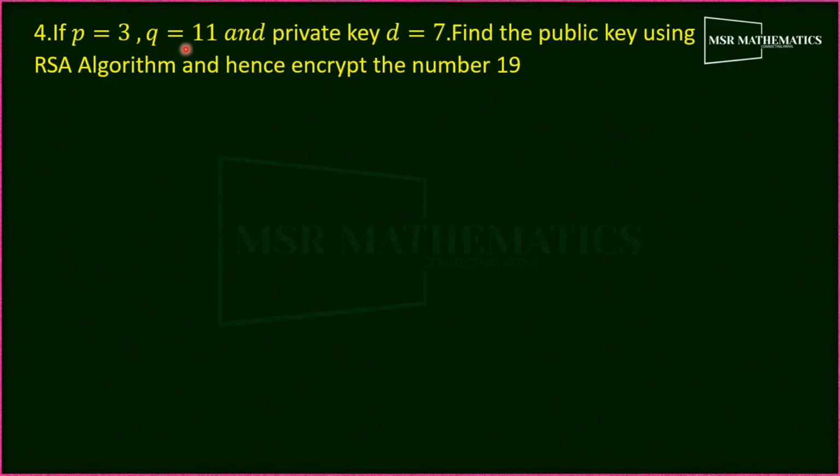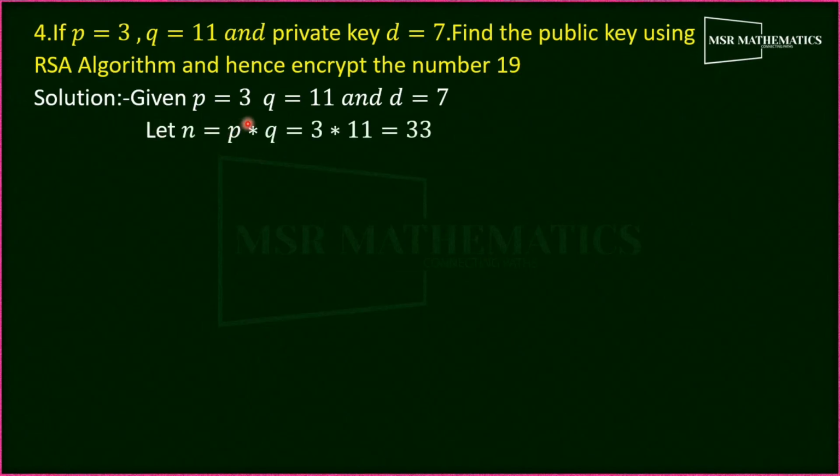If P is equal to 3, Q is equal to 11 and private key D is equal to 7, find the public key using RSA algorithm and hence encrypt the number 19. So first take the given data. Here they have given P as 3, Q is 11 and private key D is 7. Here D is a private key, so that value is 7. Here we have to find the public key using RSA algorithm. That means you have to find E value and hence encrypt the number 19. Next, we have to find the encryption value of the number 19.